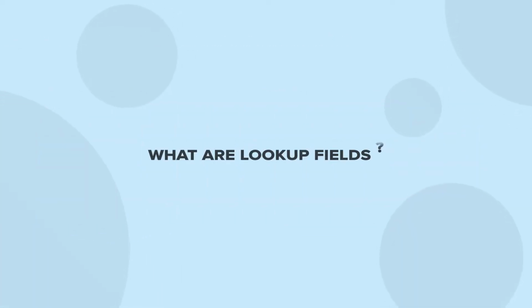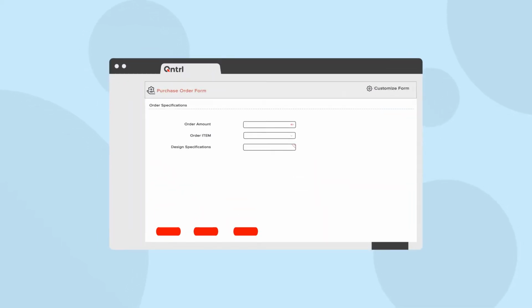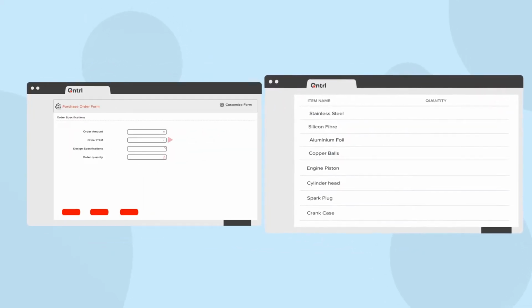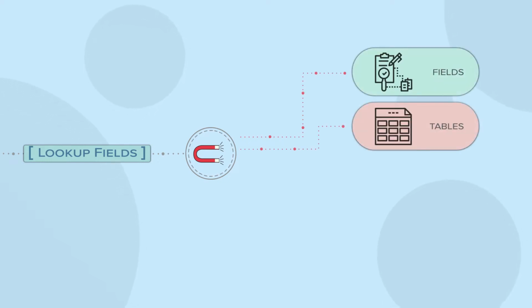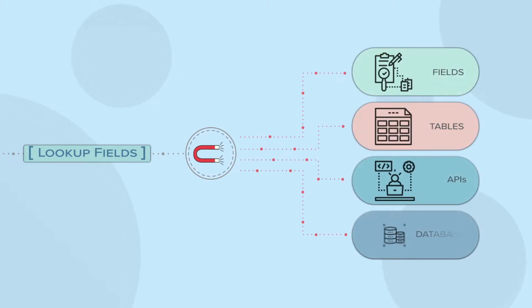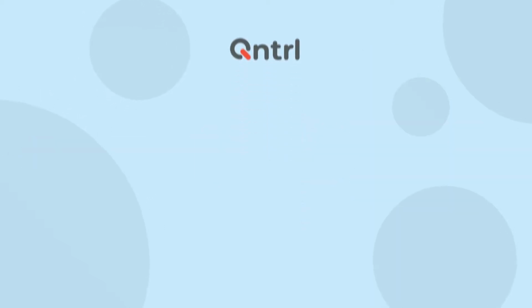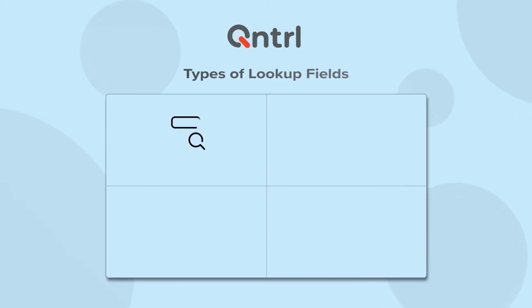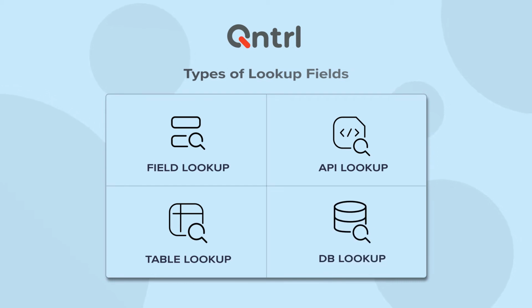What are lookup fields? Let's say in a purchase order card, you want to display the name of an item that has to be purchased. The name of all of the items available in the inventory can be fetched from another data source to make your job easier. Lookup fields can pull data from any sources, be it fields in other cards, tables, APIs via webhooks, or databases via query responses and display it in Qntrl. Qntrl provides 4 types of lookups: field lookup, API lookup, table lookup, and database lookup.